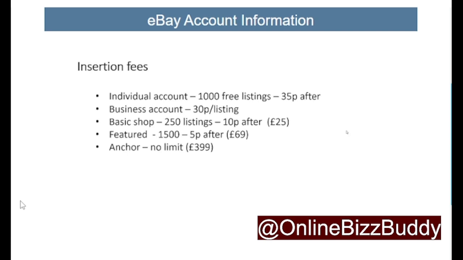An insertion fee is the fee you pay to eBay to list a product on its marketplace. An individual account will get 1,000 free listings per month, and they're 35 pence after that. If you have a business account, it costs 30p per listing. If you subscribe to an eBay shop, there are three shop levels: basic, featured, and anchor. A basic shop gets 250 free listings, and they're 10 pence after that, and the shop subscription costs £25 per month. Featured, you get 1,500 free listings, 5 pence after, and it's £69 for the shop subscription per month.